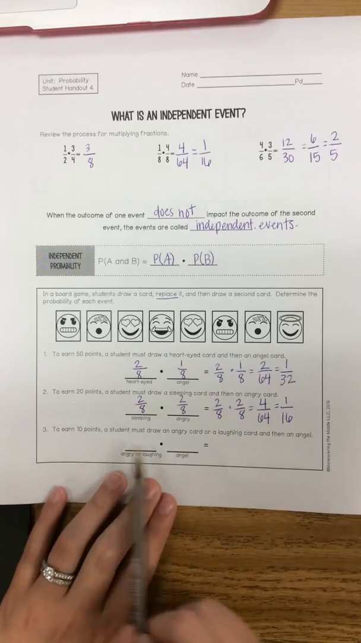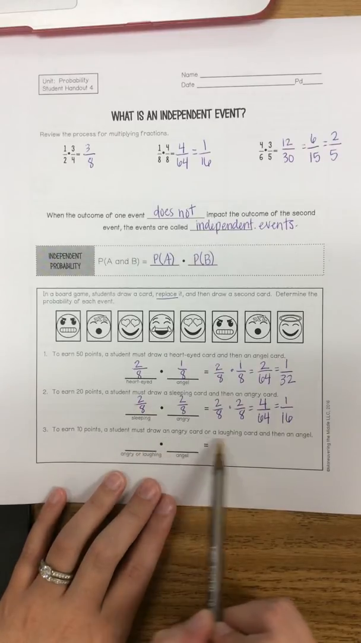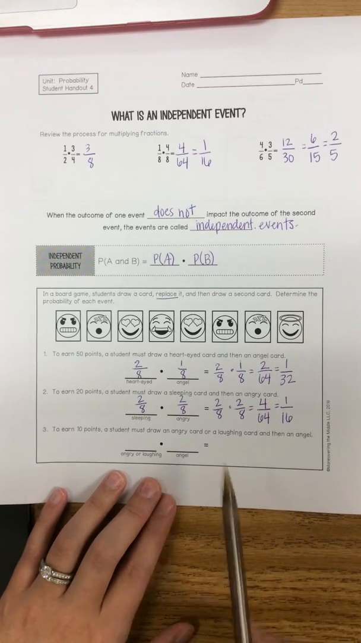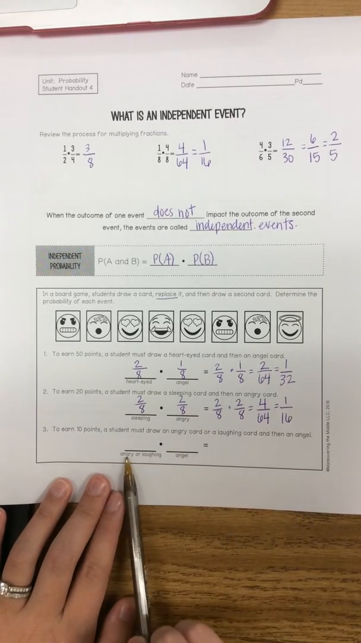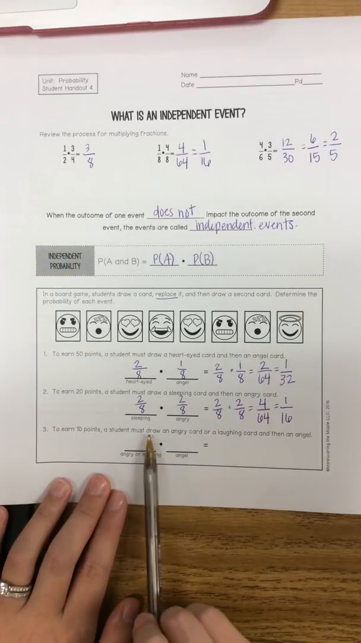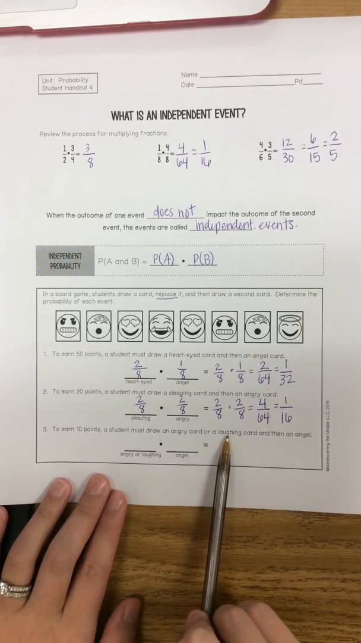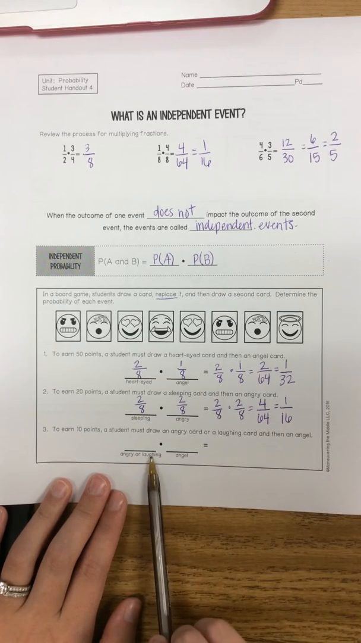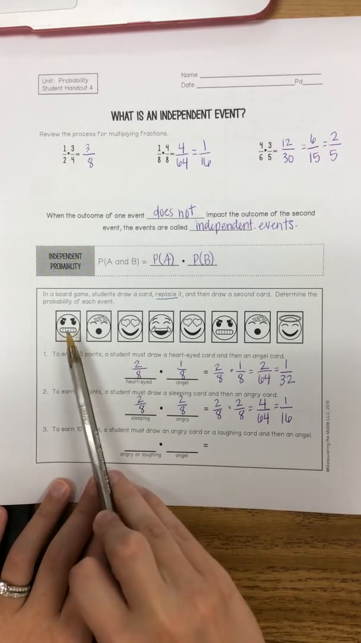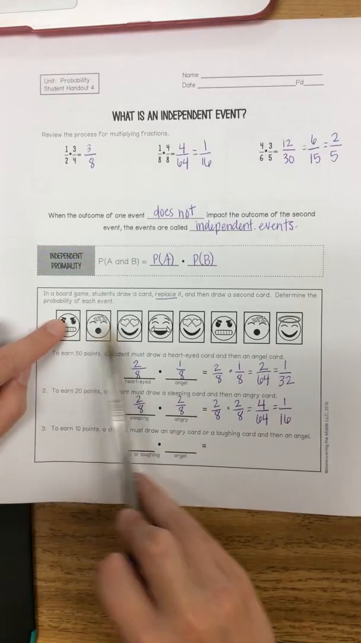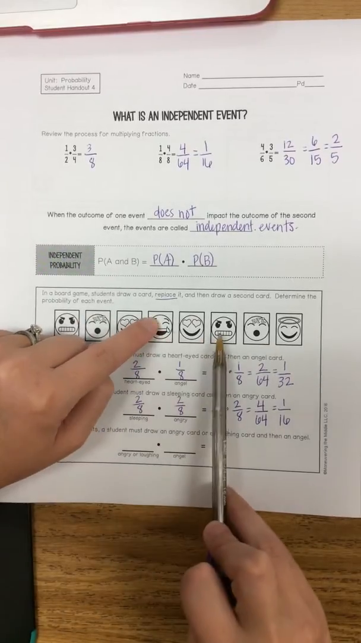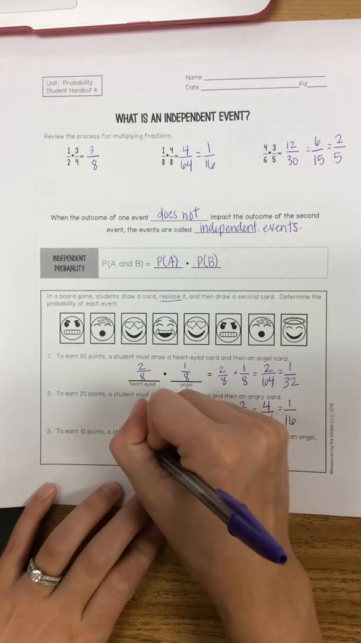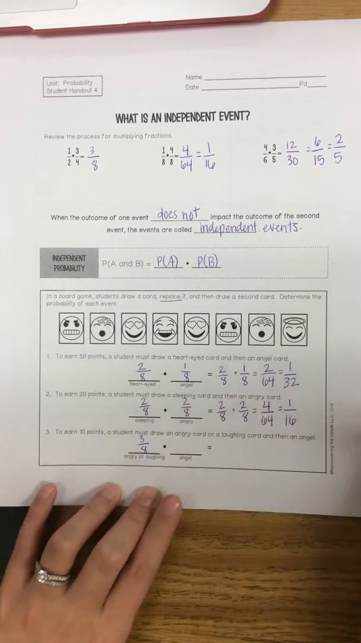To earn 10 points, a student must draw an angry card or a laughing card and then an angel. Okay, so here's what they've done. They have now combined angry or laughing. So first you have to draw an angry or laughing card and then an angel card. So when it says angry or laughing, you're going to combine those. So angry, 1, laughing, 2, angry, 3. Okay, so I only see 3 angry or laughing cards, 3 over 8.